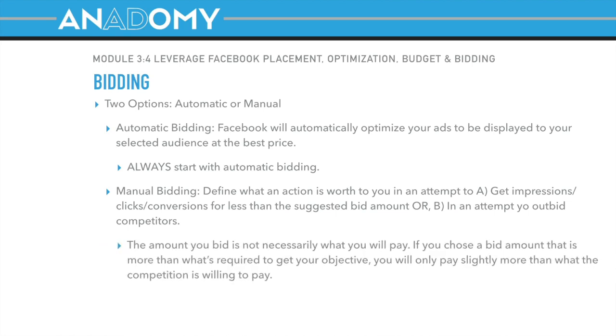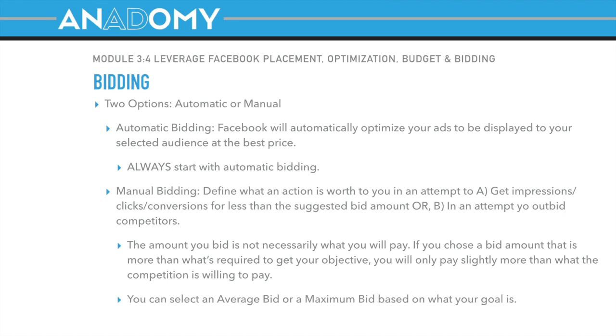Now, the amount you bid is not necessarily what you will pay. If you choose a bid amount that is more than what's required to get you to your objective, you will only pay slightly more than what the competition is willing to pay. Let's say, for instance, that you are doing manual bidding. Facebook will show you the suggested bid amount is maybe $20 per 1,000 impressions. If you bid $3,000, you wouldn't literally pay $3,000 for that objective. Facebook will say, okay, what are the other competitors willing to pay? We're going to put you slightly over them, but you're not going to pay verbatim the amount that you bid.